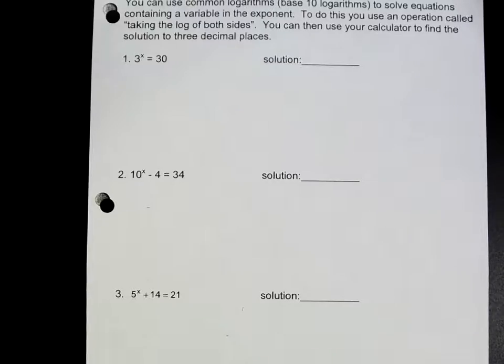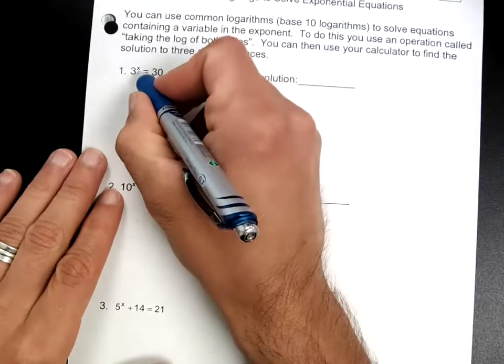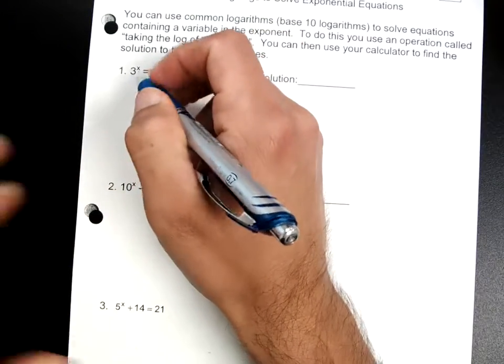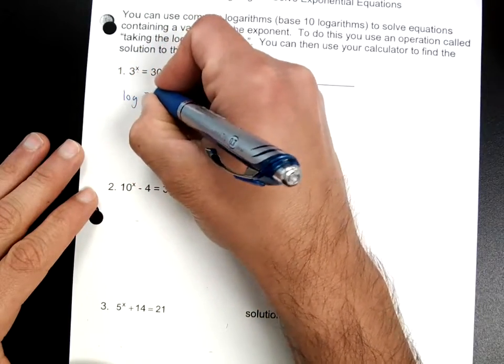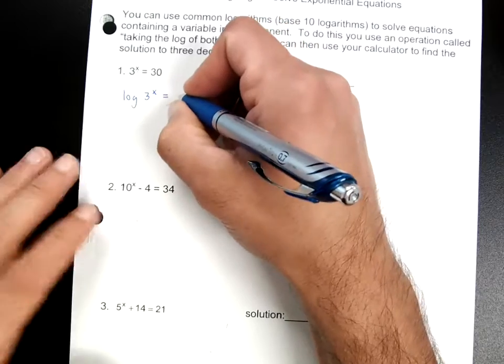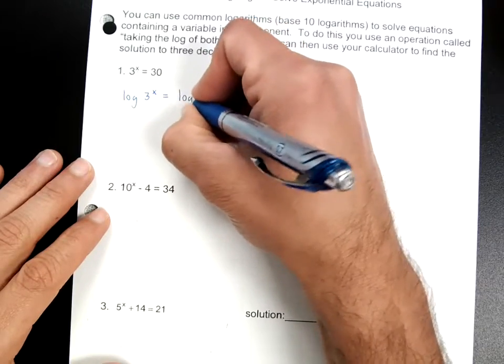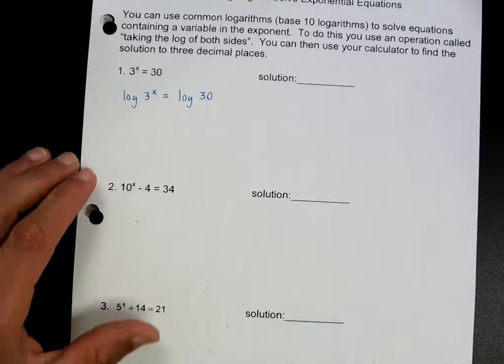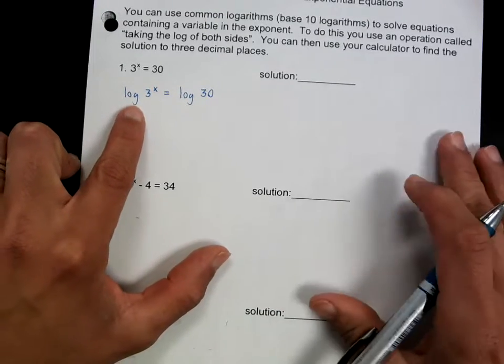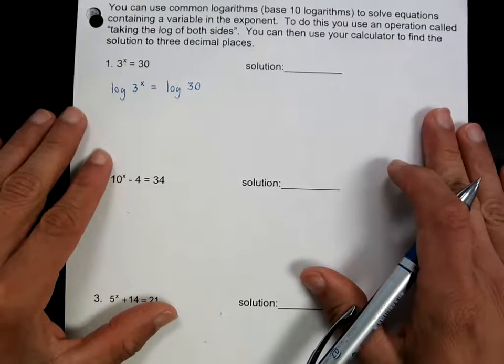We do this, therefore, if you're trying to solve for the variable and the variable is a power, what you're going to do is take the log of both sides. So you have the log of 3 to the x power equal to the log of 30. Be aware that this log, even though I'm not writing it, is technically log base 10. We just don't write that.